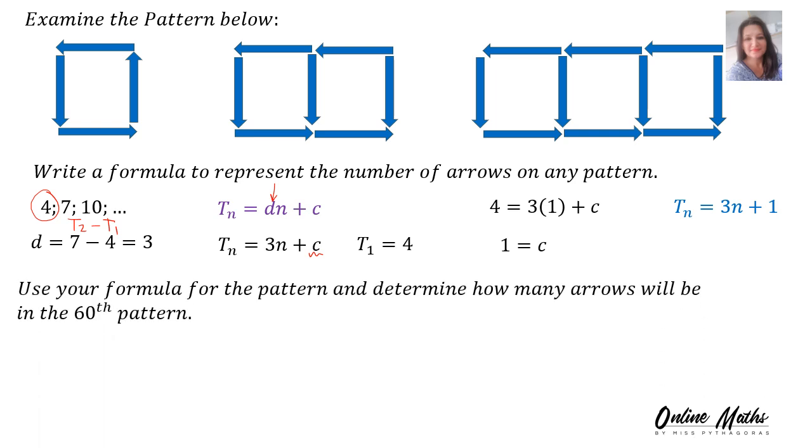Use your formula for the pattern and determine how many arrows will be in the 60th pattern. So our formula, Tn is equal to 3n plus 1. n is 60, the 60th pattern. So we're going to work out T60. And in n's place, 3 times 60 plus 1. Therefore, the 60th pattern, there will be 181 arrows.